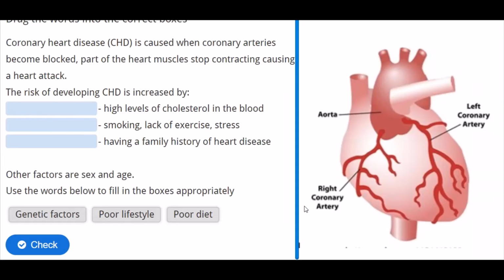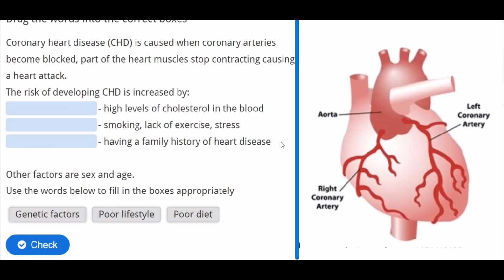Coronary heart disease. Coronary heart disease is caused when coronary arteries become blocked. The coronary arteries are part of the heart, and part of the heart muscle stops contracting, causing a heart attack.